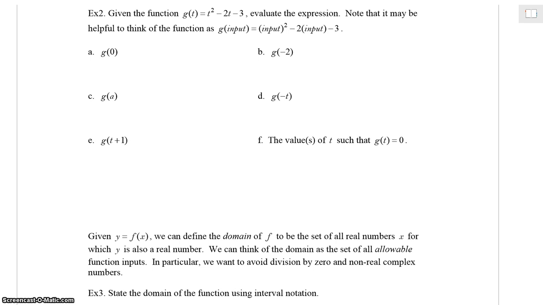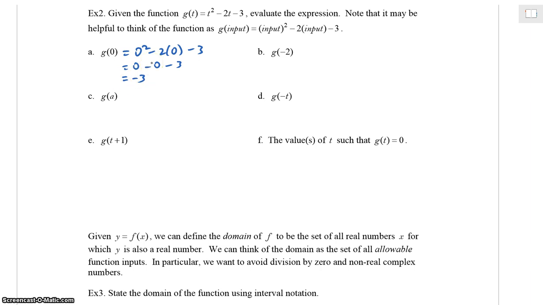So A says to compute g of 0. This means t is equal to 0. So according to how our function is defined, we want to substitute 0 for t: 0 squared minus 2 times 0 minus 3, and simplify that. 0 minus 0 minus 3, and we obtain negative 3. So g of 0 equals negative 3.